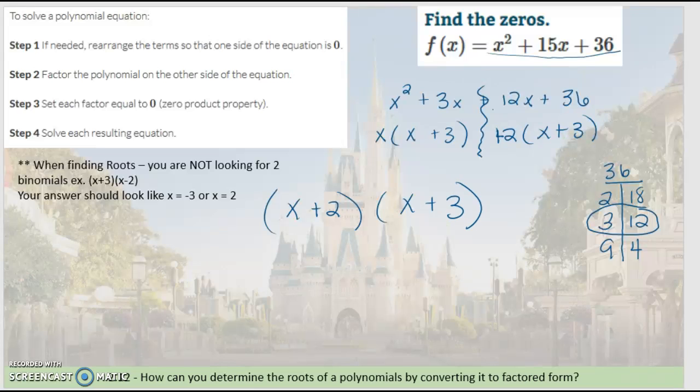We've done this. This is what we've been doing over the last couple days. The only difference, we are going to set them both equal to 0. So x plus 12 equals 0.